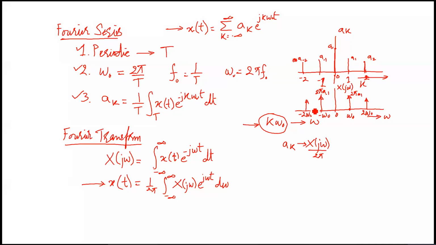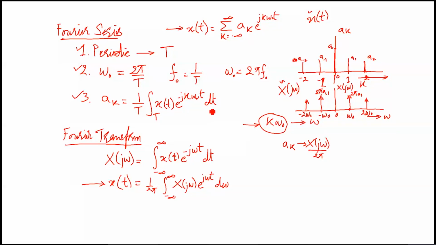So if we have any periodic signal x of t, we can take its Fourier series and express it like this, or take its Fourier transform, and the Fourier transform will come out to be something like this. And this is something that we have seen earlier: the relationship between A and X of j omega is basically that the scaling factor of 2 pi comes in. Otherwise, they mean more or less one and the same thing.